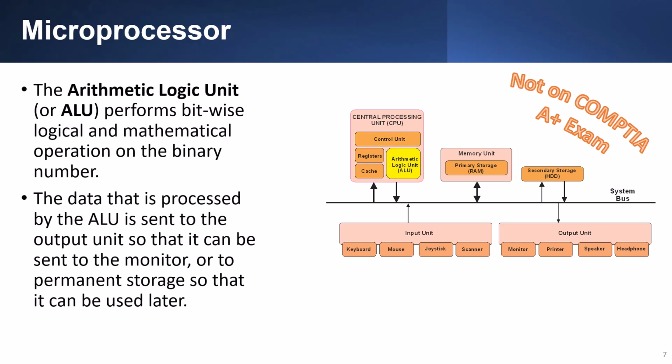The arithmetic logic unit, or ALU, performs bitwise logical and mathematical operations on a binary number. Remember, processors don't work with decimal numbers like we do. Instead, processors work on binary numbers consisting of zeros and ones. When a user is ready to see data on the screen, the microprocessor will have instructions that convert that binary data to something that we understand, such as text or a picture. The data that is processed by the ALU is sent to the output unit so it can be sent to the monitor or to permanent storage so that it can be used later.